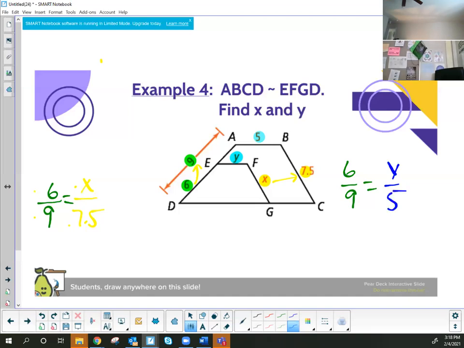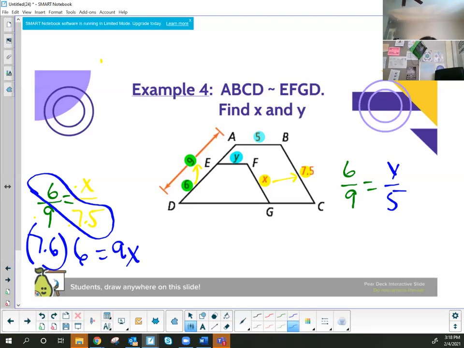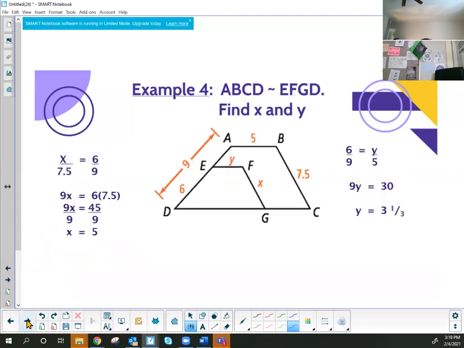I'm not going to go over in detail how to solve these, but you just do butterfly. So you would do 7.5 times 6, and 9 times x. You multiply 7.5 times 6, and you divide it by 9. That gives you x. Same thing over here. Again, I'm just kind of helping you set this up. It's going to look a little different if you do the self-paced card deck, but you can get the idea. It's still going to give you the same answer when you're solving it.